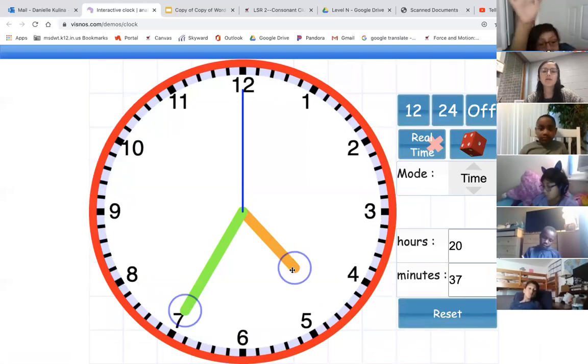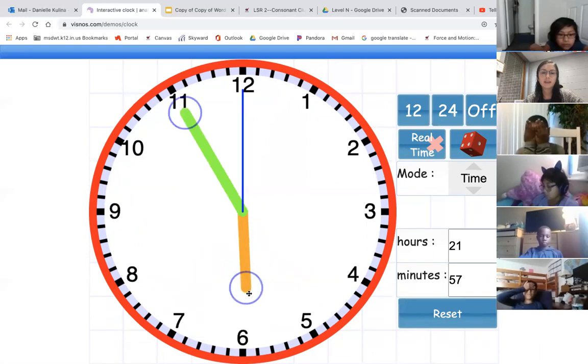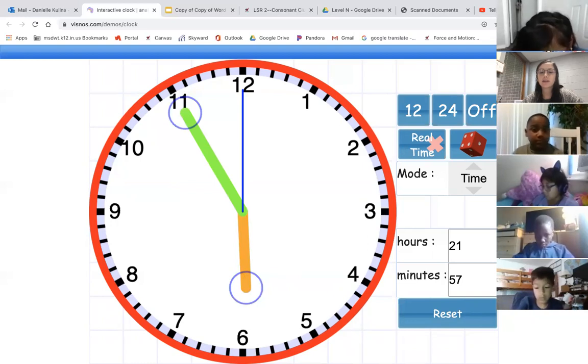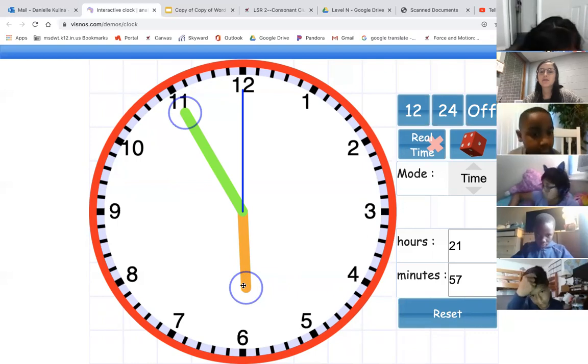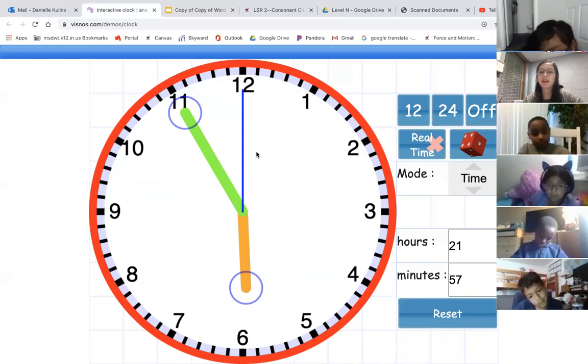All right, I have one more for you, and then we're going to go look at our worksheet. Close your eyes. I got one more for you. Okay, open. Look at this one. It is very tricky. Listen, please. Have we hit 6 yet? We're very close to hitting 6, but we are not at 6 yet. We are still at 5 o'clock because look, we have not hit 6 yet.